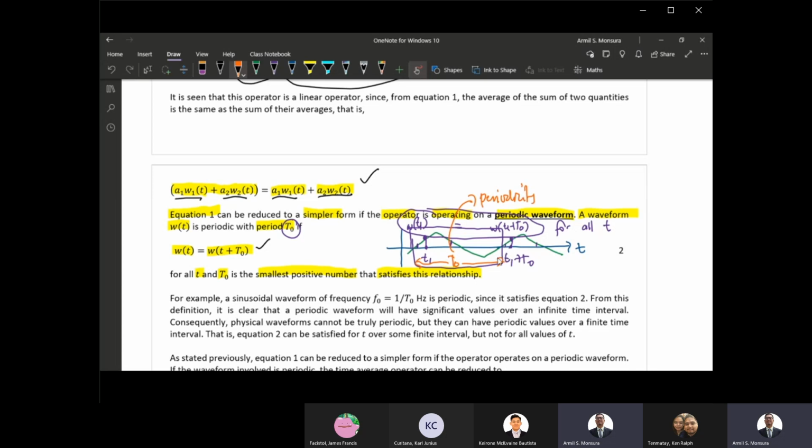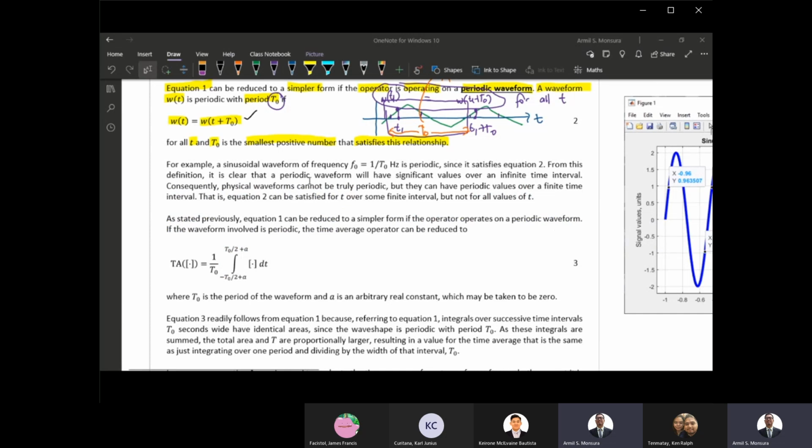So, if there is such a number T0 for our signal, then we will be able to say that your signal, or that your waveform, is periodic. One example of a periodic waveform is a sinusoidal waveform. Periodic yan sigurado. Now the frequency of a single sinusoid waveform is f0, which will be equal to the reciprocal of its periodicity.